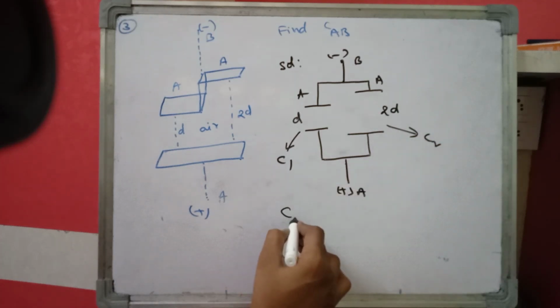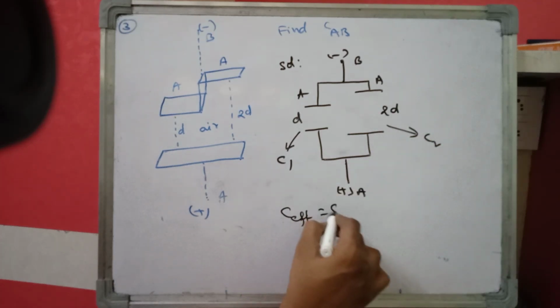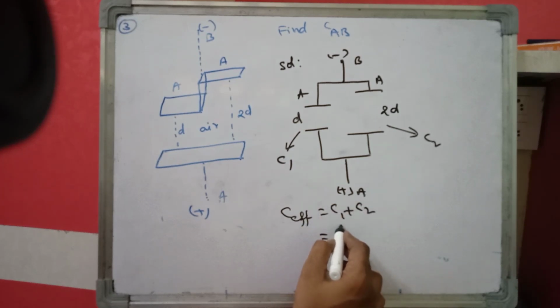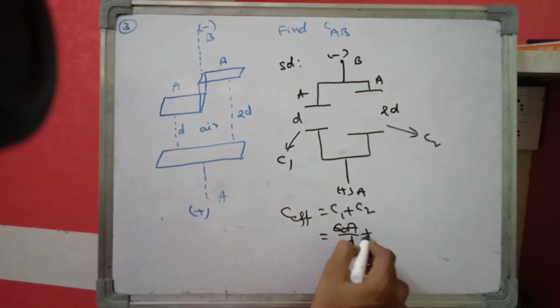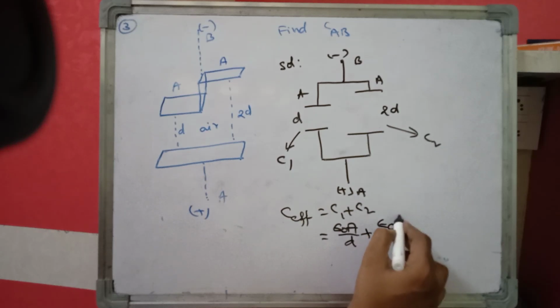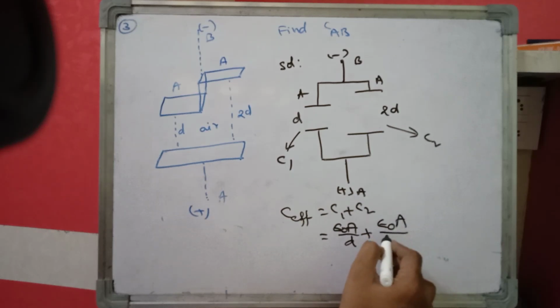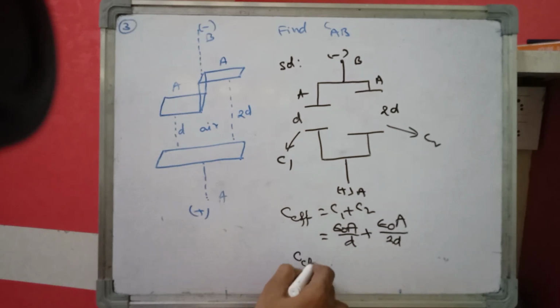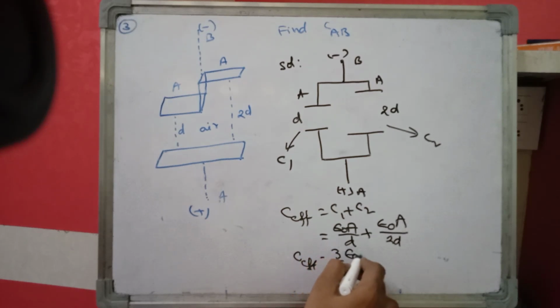Then C effective is equal to C1 plus C2. C1 means what? Epsilon naught A divided by D, and C2 is equal to what? Epsilon naught A divided by 2D. Then finally C effective is equal to 3 by 2 epsilon naught A divided by D.